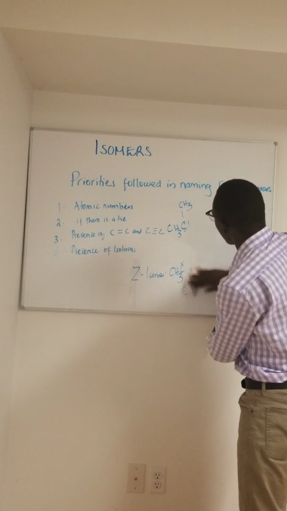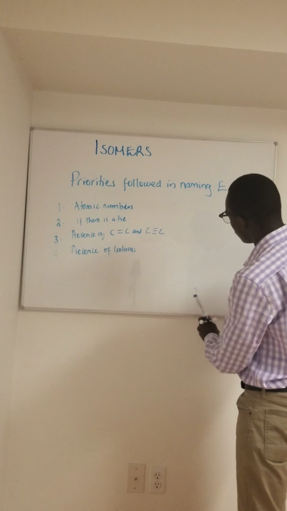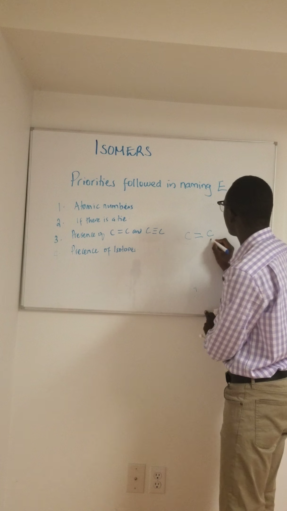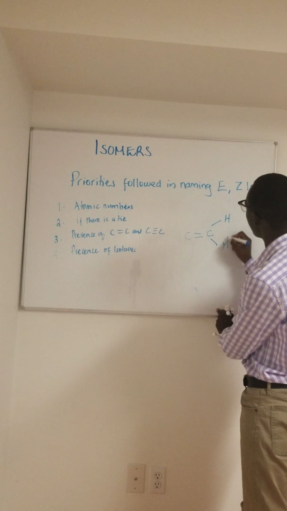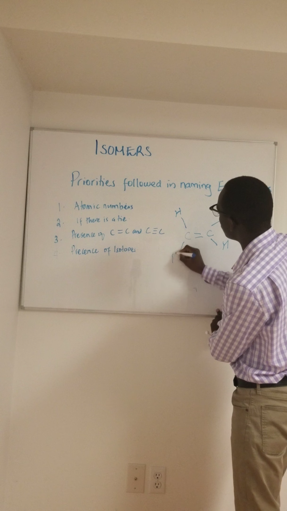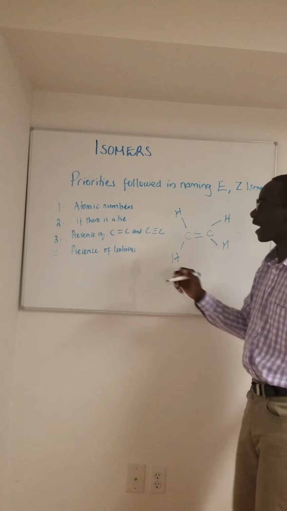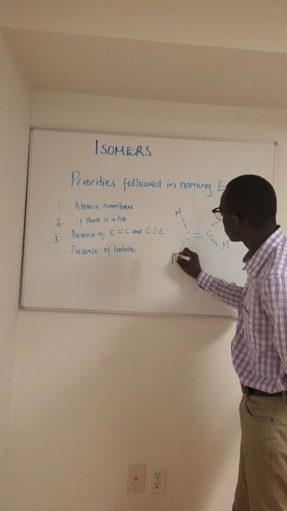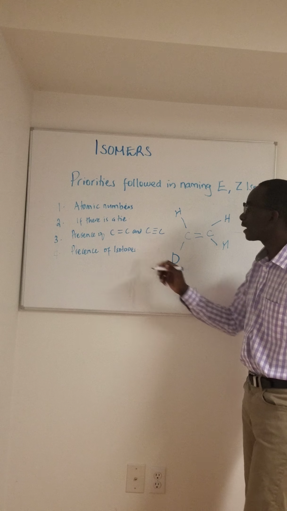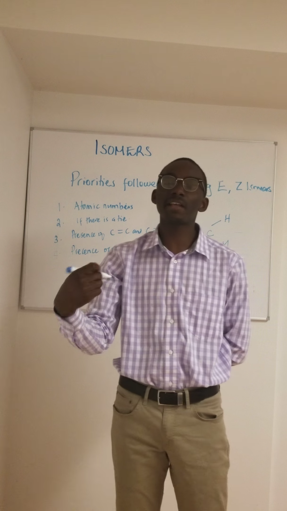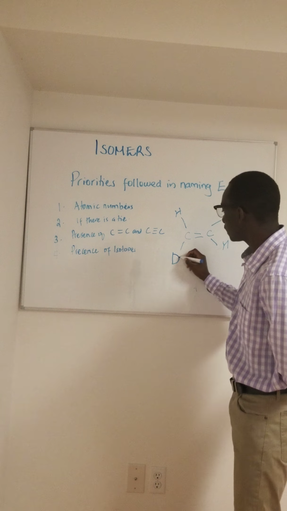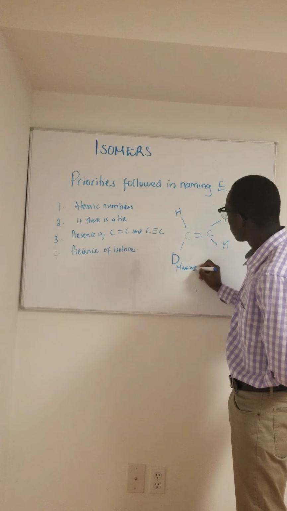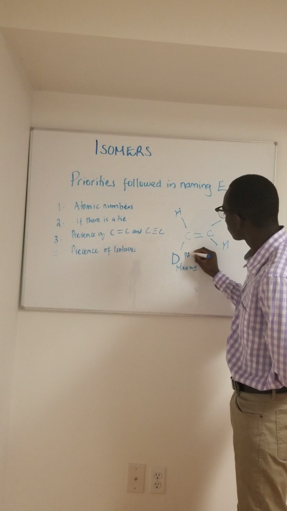So for the isotope, let me use a simple example, ethane. Remember, ethane has hydrogen, hydrogen, hydrogen, and hydrogen. Now, if I use an isotope of hydrogen, deuterium, represented by D. Remember that an isotope has a higher mass number. So therefore, D will take priority because it has a higher mass number. So therefore, this will be my priority.